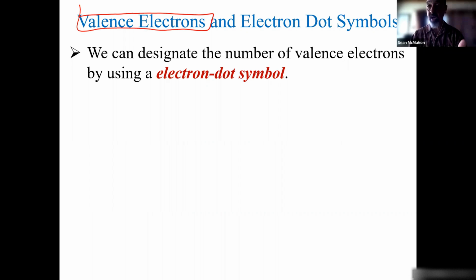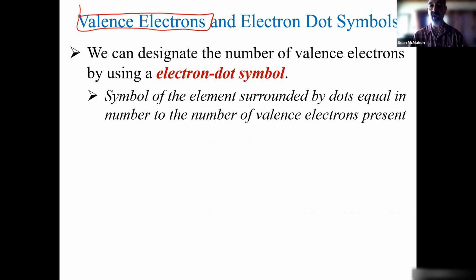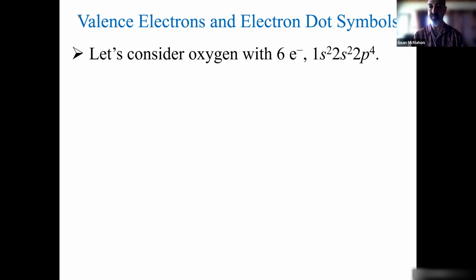But with the electron dot symbol, I don't care about the core. I only care about the outer shell. And how do I shortcut showing the number of electrons? I draw the symbol with dots. So it's called the dot structure.